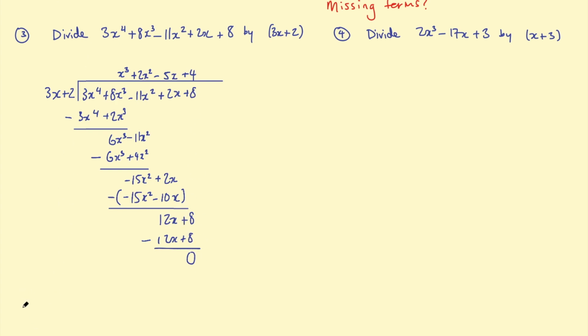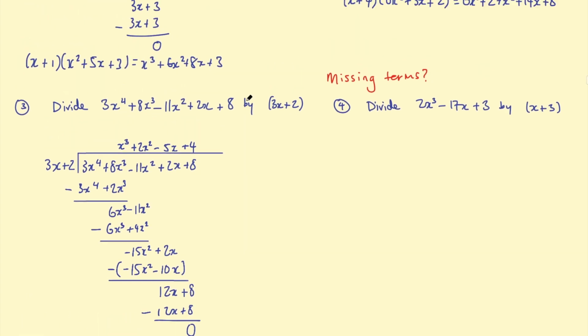So again, to finish off, write your divisor multiplied by the quotient, which is x cubed plus 2x squared, take 5x plus 4, and this is equal to our quartic. All right, hopefully that's all good.